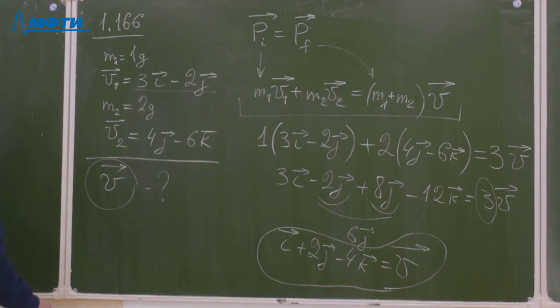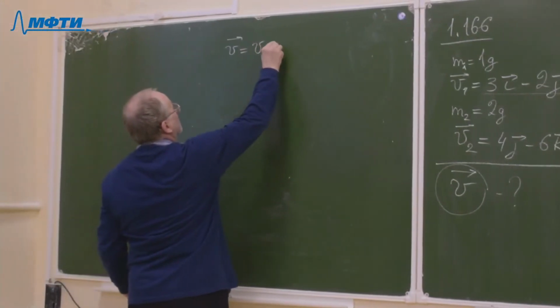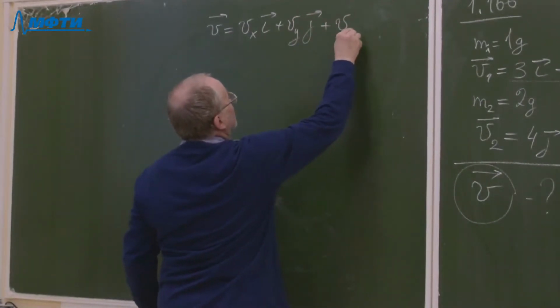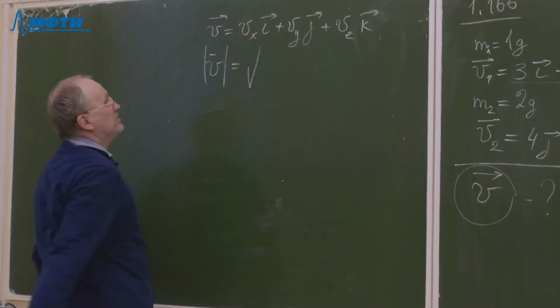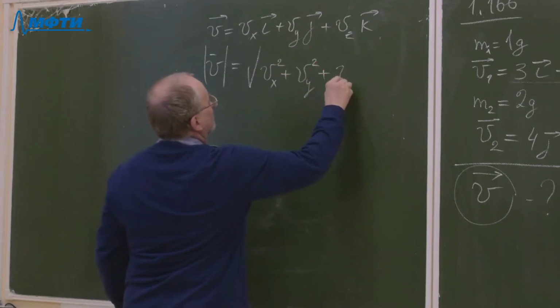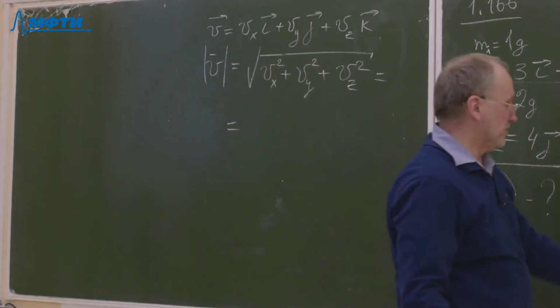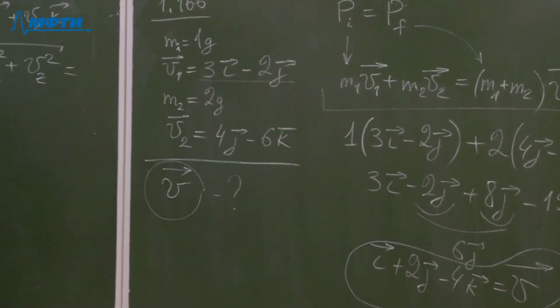And now we also need to find its modulus. If vector v is given in general form like vx i plus vy j plus vz k, then the modulus of vector v will be given by a Pythagorean theorem as square root of vx squared plus vy squared plus vz squared. Using this Pythagorean theorem, we just have to take these three coefficients squared here.